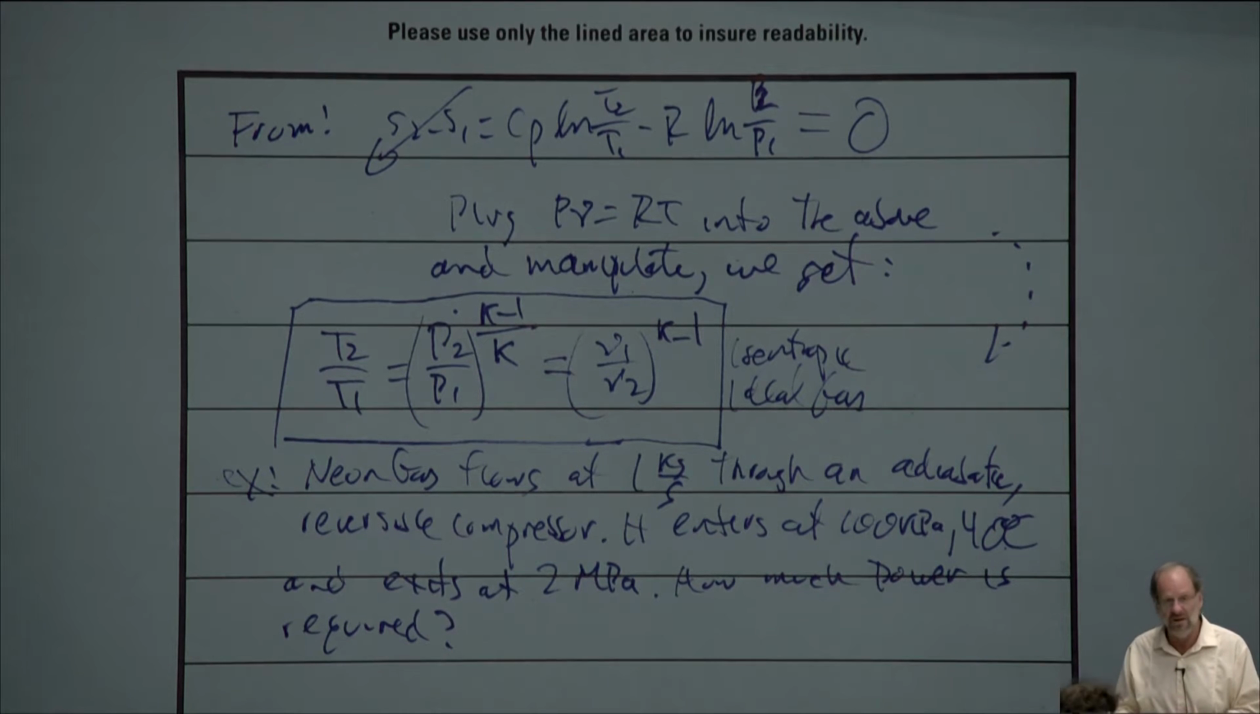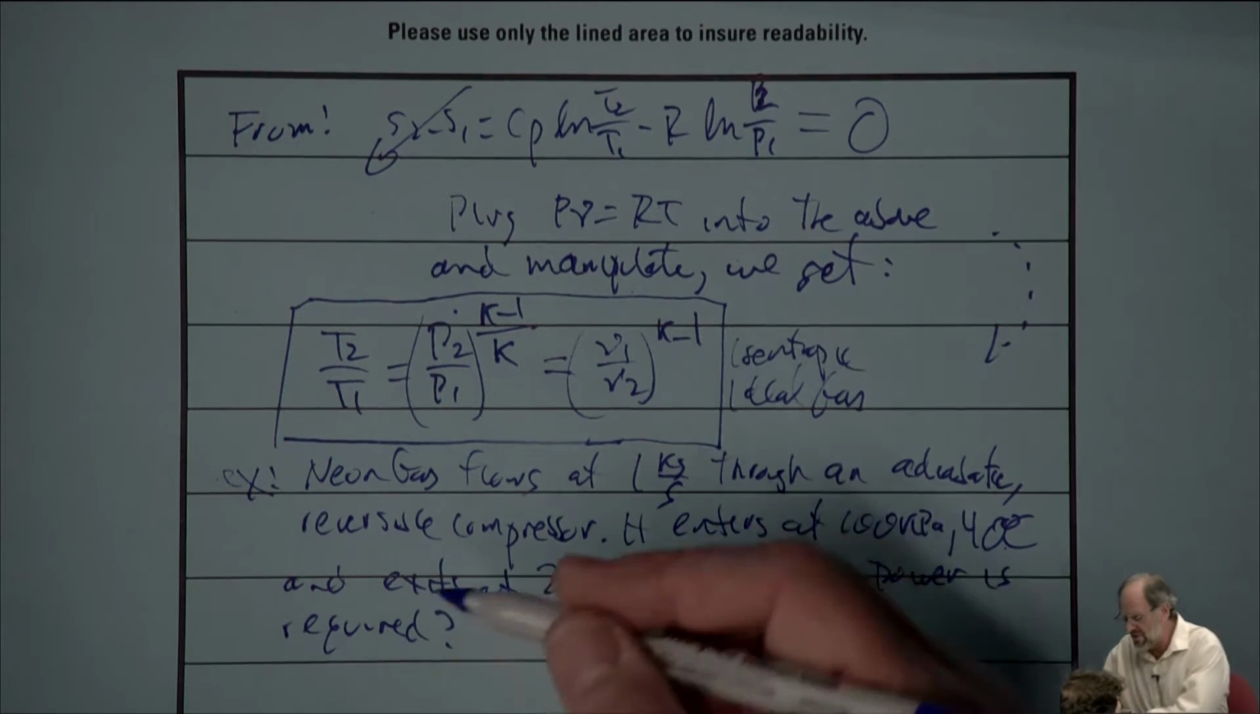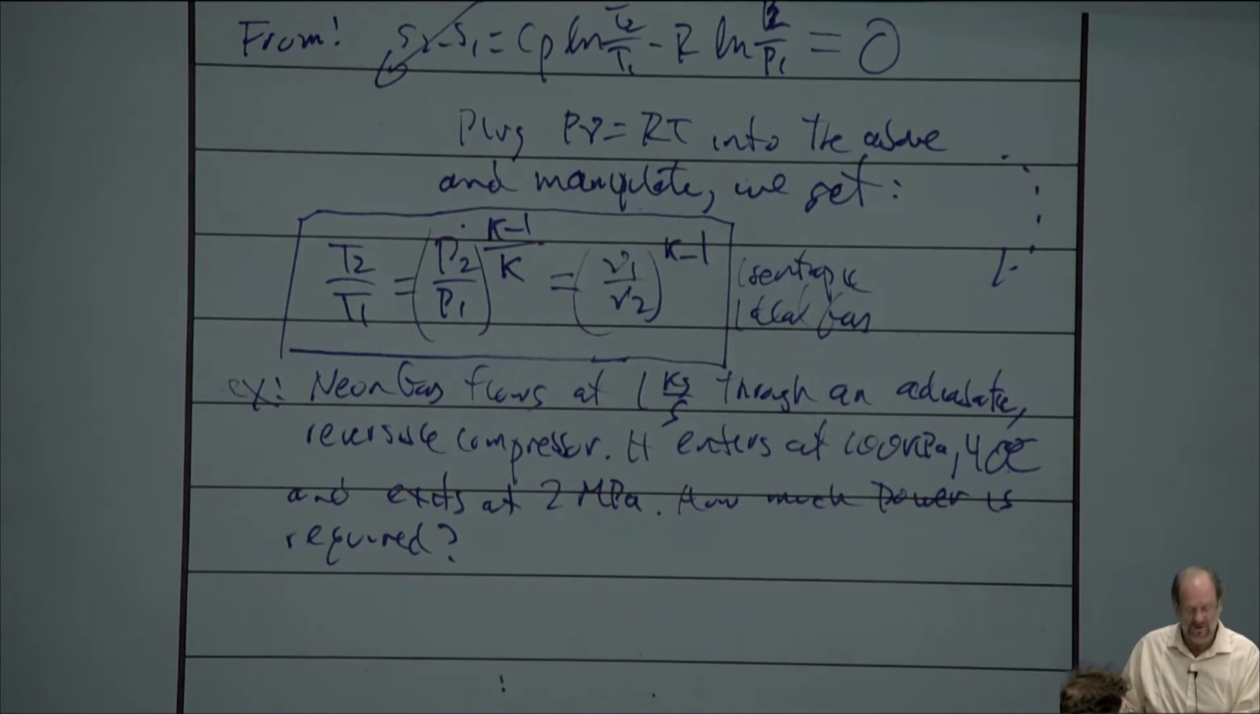But remember, we're talking about gases now. So our first law equation is not going to be a function of enthalpies per se. It's really going to be a function of Cp times the temperature difference. I mean, that is the enthalpy change, but we have to find temperature data.